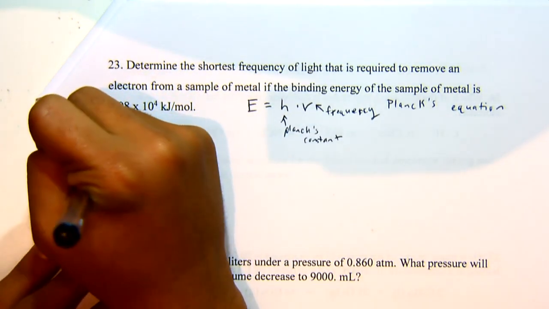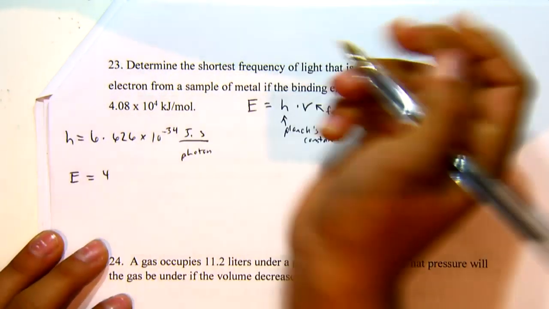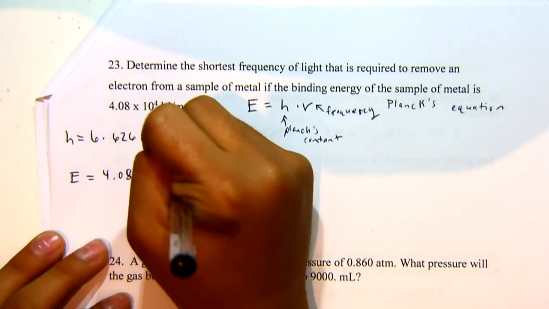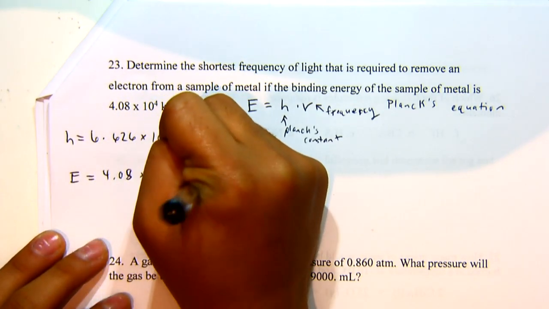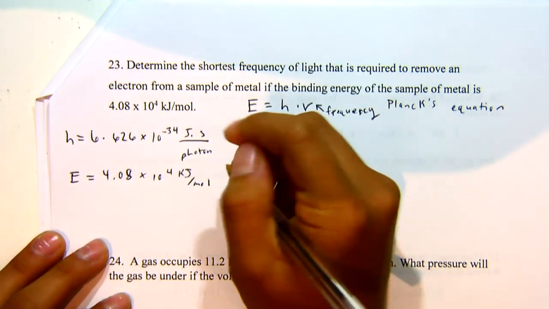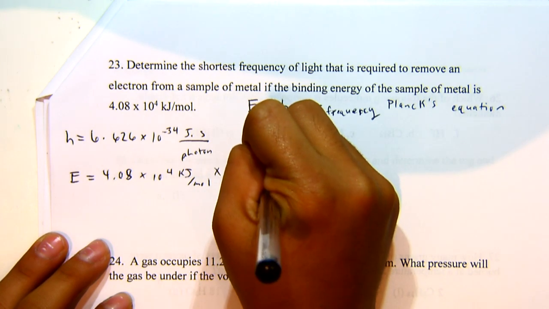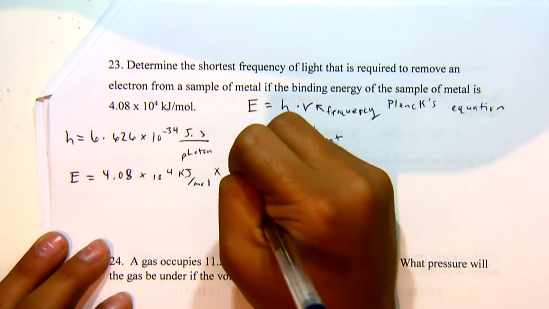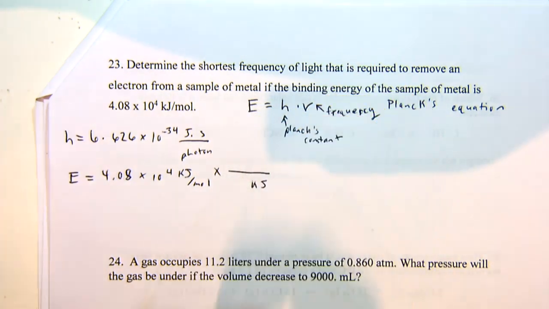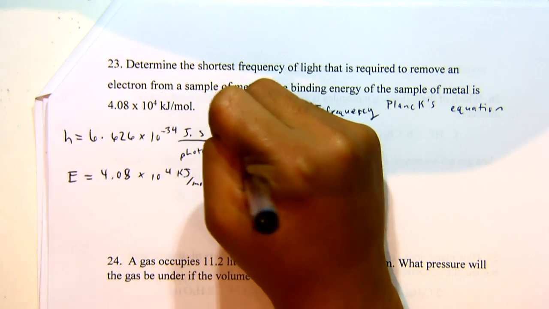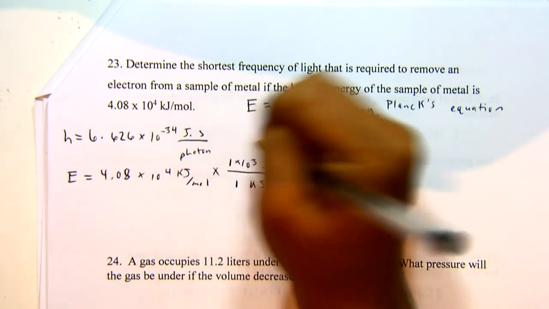So what you would do is E equals, you're going to take the number that was given to you, kilojoules per mole. And first off, you want this to be in joules. So to get rid of the kilojoules, and I'll go ahead and do this the other way that was discussed, you'll put the 1 here, and then you'll put 1 times 10 to the 3rd joules.